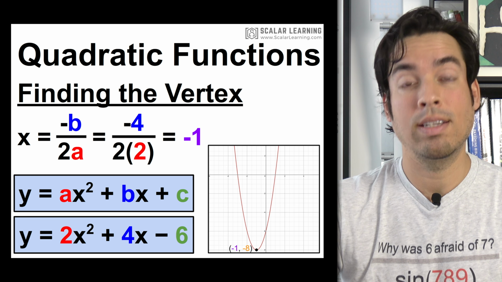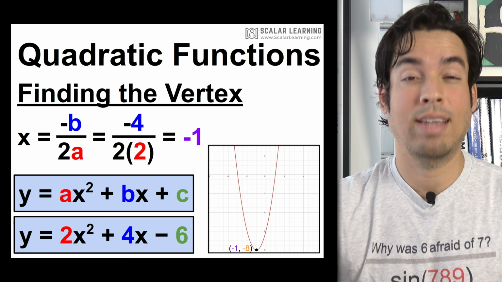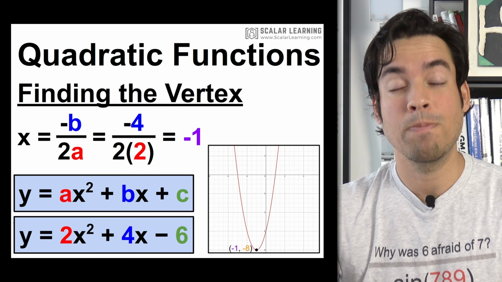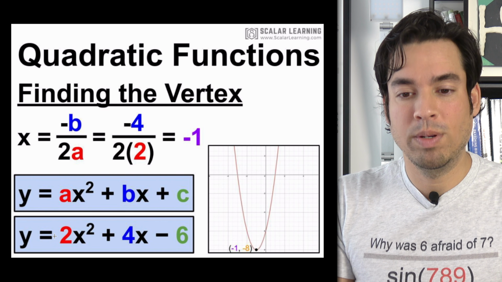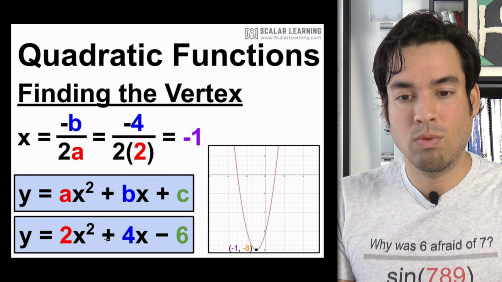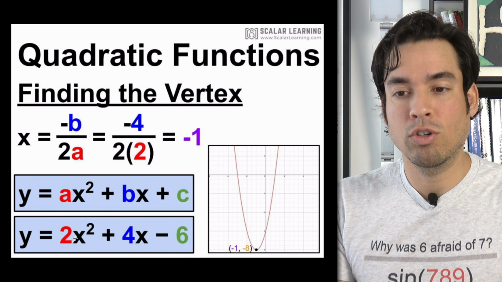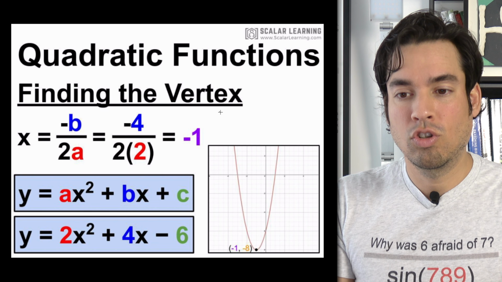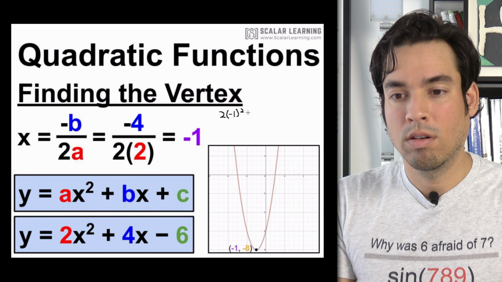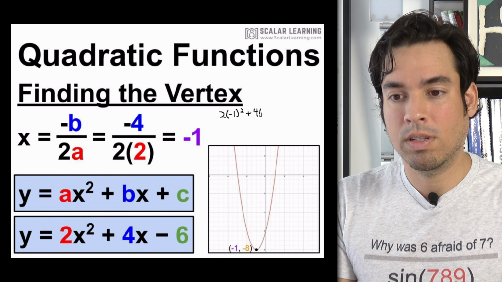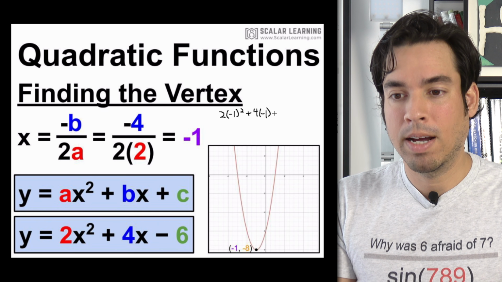Now how do we find that -8? You simply take the -1 value, that x value, and you plug it into the function. So just to show you what that would look like here, what we'd be doing is I'll take -1 and plug it in for all the x values. So first of all, it would be 2 times -1 squared plus 4 times -1 minus 6.